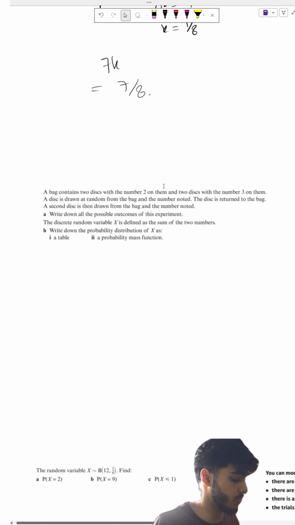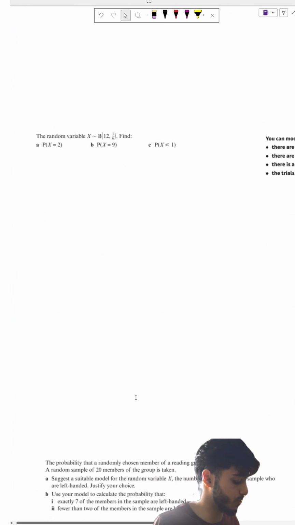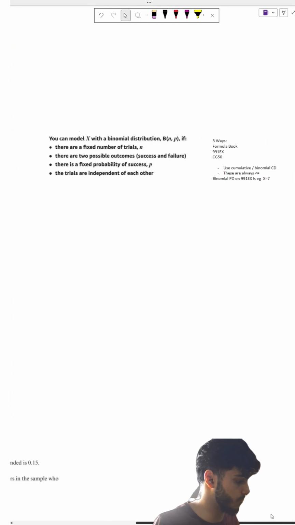This looks like I'm skipping that. Let's go right to binomial distribution. Just want to see, did I put some notes here? I did.